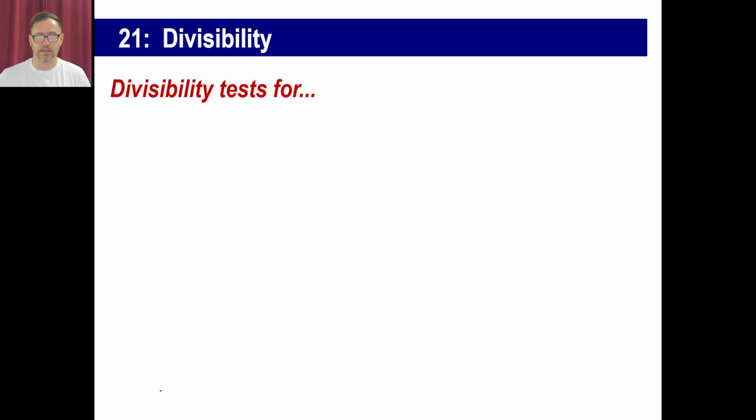Ready to roll? All right, quick lesson today, but very handy. This is called divisibility. And look, we're going to do some divisibility tests for certain numbers.